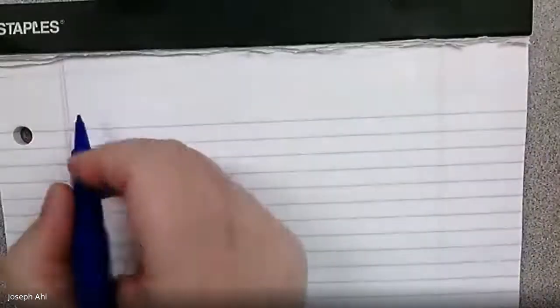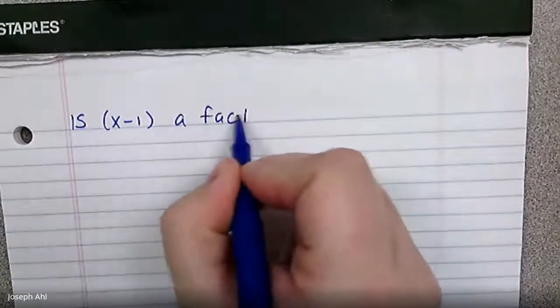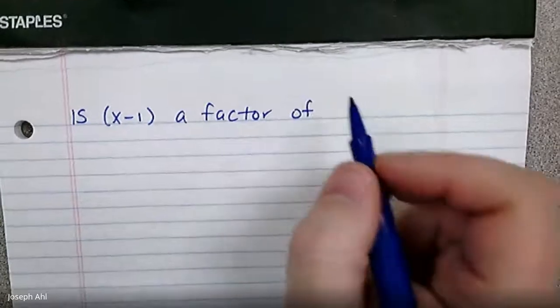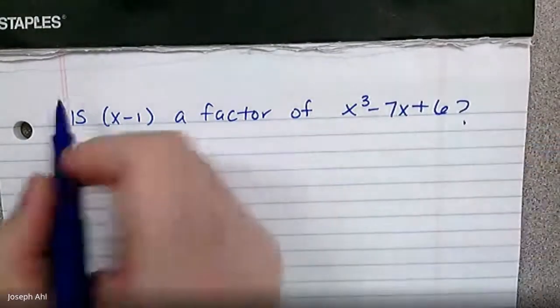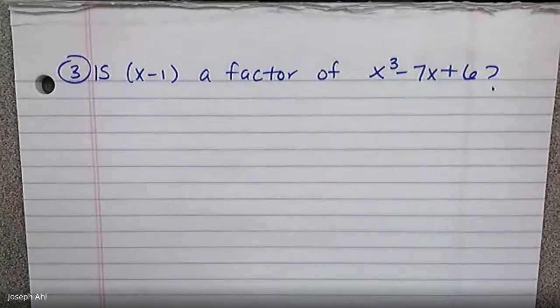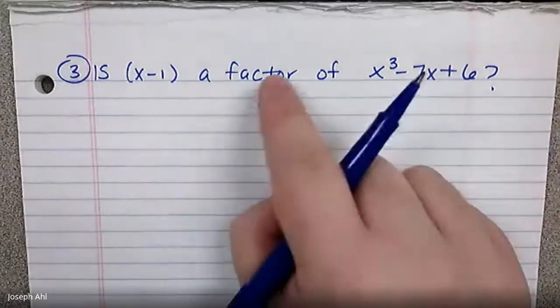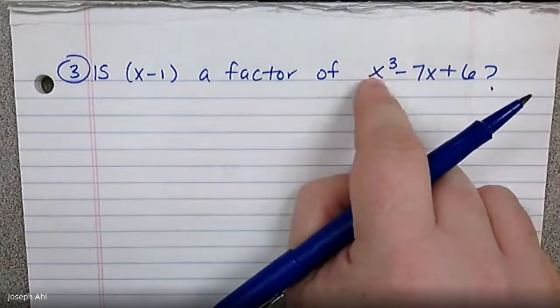So moving on to the next example, I want to now know, is x minus 1 a factor of x cubed minus 7x plus 6? So this will be number 3. And notice how I snuck something in on you here. Maybe you noticed that as I said it or as you wrote it down, but this is not a quadratic. It's an x to the third equation.